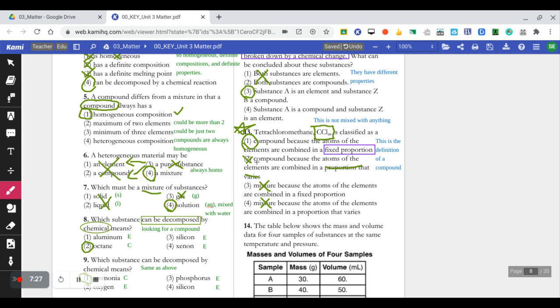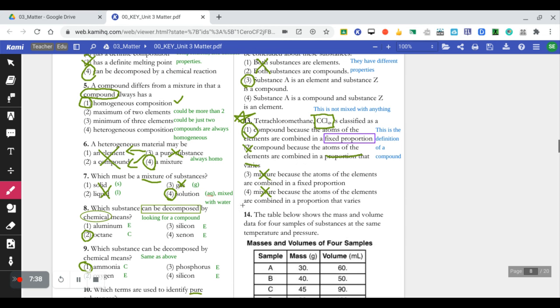I could have crossed out 2 because this is not the definition of a compound. It's not a proportion that varies. And I crossed these ones out because it's the only thing by itself. It's not mixed with anything. And this is the commonly mixed choice. You usually pick that it's a mixture, but it's not a mixture because this is all by itself.